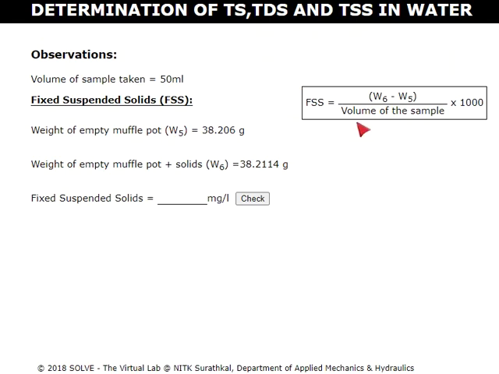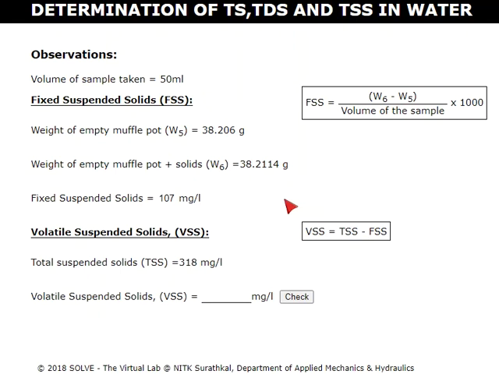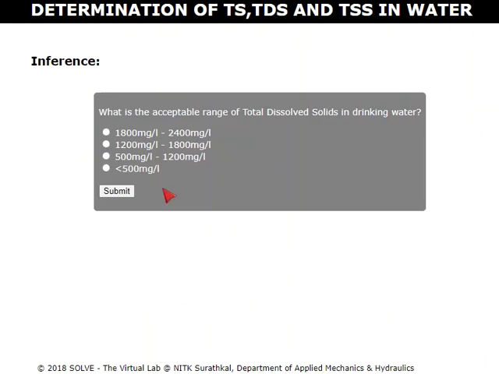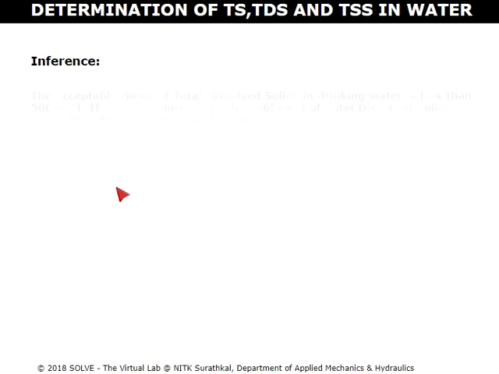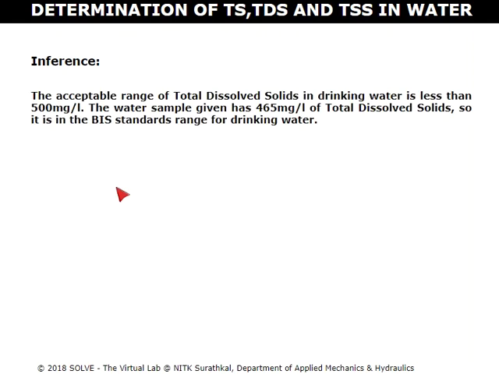We can calculate fixed suspended solids by using this formula. Enter the calculated value here. Click on check to check the result. Now click on the result to find the actual value. Now calculate the volatile suspended solids using this formula. Click on check to check the result. Click on the correct answer to the pop-up question to proceed to the next step. This is the inference drawn from the current simulation.